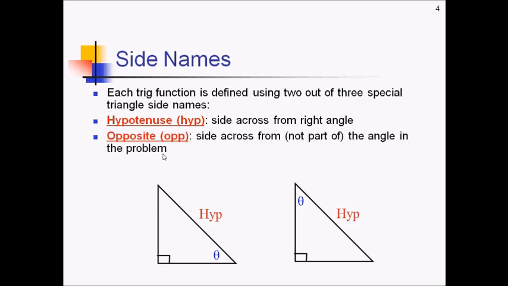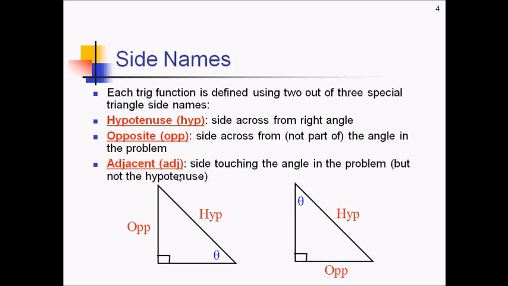So one of those sides, the opposite side, or op for short, we define that as the side across from, or just not part of, the angle that's in your problem. So if you look at this first triangle, this angle in the lower right, the opposite side is across from that angle, so it happens to be the left side of this triangle. It's not one of the 2 legs that make up this angle. But over in this other triangle where your angle is up here, now the opposite side is across from this angle, which means it's down at the bottom of this triangle, not on the left side. So you always have to look at your angle and look across from that to find the opposite side.